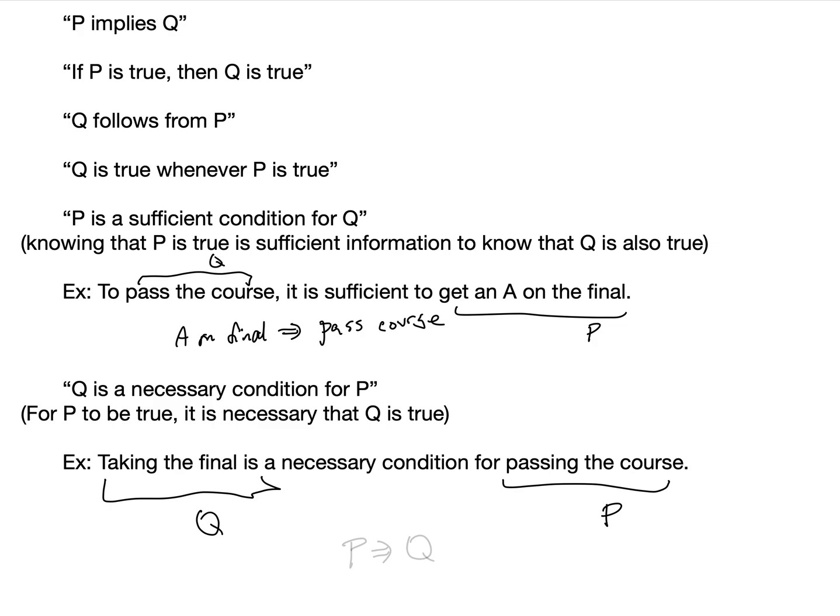In other words, if you do not take the final, then you are not going to pass the course. So taking the final does not guarantee that you pass the course, but it is a necessary condition for passing the course. So if you pass the course, that implies that you took the final.